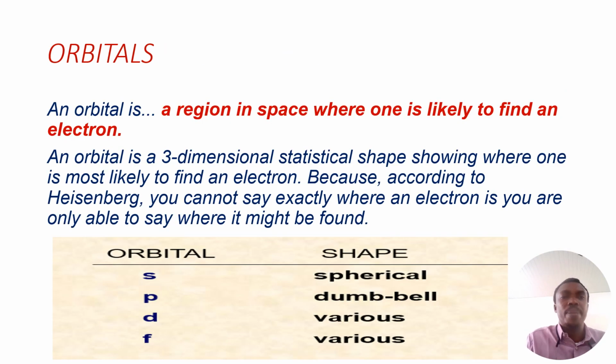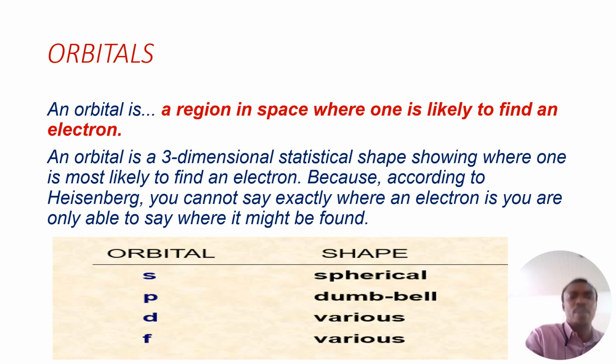So we are looking at orbitals. An orbital is a region in space where one is likely to find an electron, because according to Heisenberg, you cannot say exactly where an electron is. You're only able to say where it might be found. So we can also define this as a three-dimensional statistical map or shape showing where one is most likely to find an electron. Just a region in space where an electron is most likely to be found.